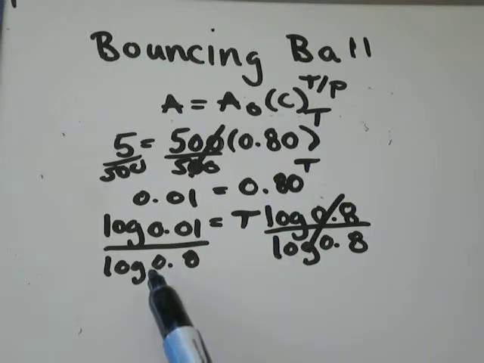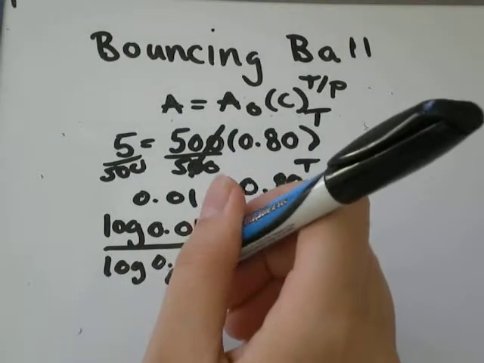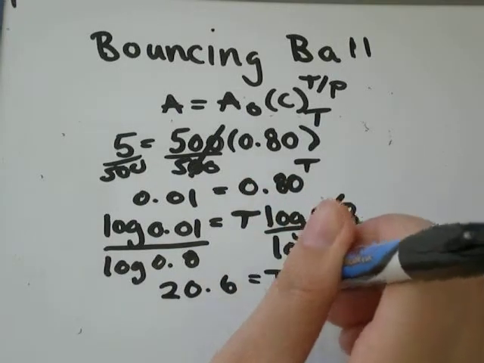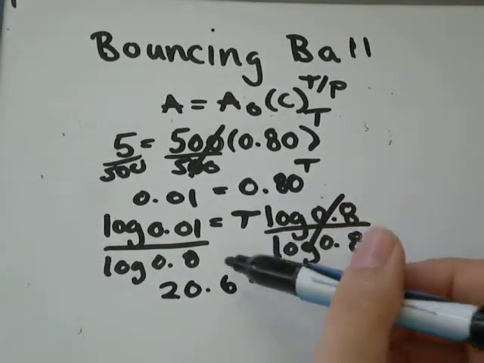If you don't see the base written, assume the base is 10. That's what your calculator assumes too. So I'll just stick that in my calculator, and I will get 20.6. So 20.6 equals t.